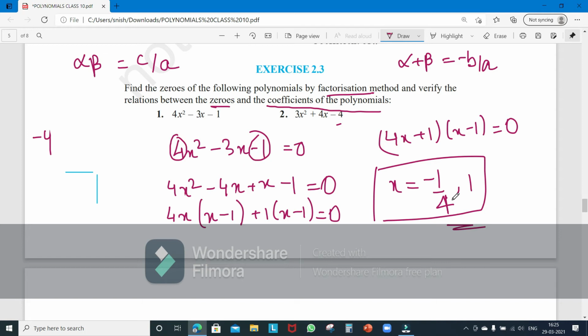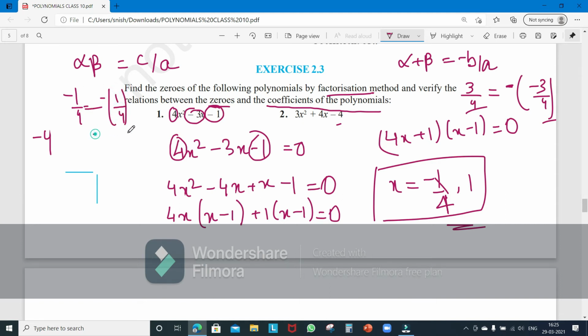Now sum of the roots, if we take 1 minus 1 by 4 will be 3 by 4, right? 3 by 4 equals to negative b. What is b here? Minus 3 by a is 4. Minus of minus 3 by 4. Proved. LHS equals to RHS. This is the relationship. And here likely product of the roots will be minus 1 by 4. And c by a, what is c? Negative 1 and 4. Negative of 1 by 4. So negative 1 by 4, negative 1 by 4 equal. Proved LHS equals to RHS, and we have also proved the relation between the roots.